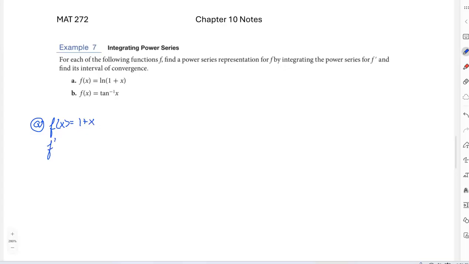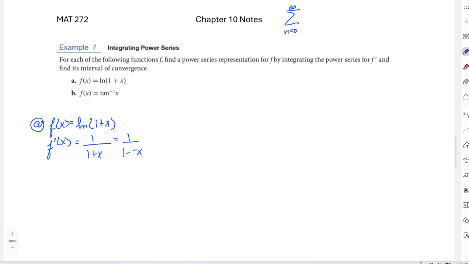If I take the derivative of f of x equals ln of 1 plus x, I get du over u, which is 1 over 1 plus x, and I can think about it as 1 over 1 minus negative x. So I'm identifying my a and my r. I'm going to write that geometric series again up here.